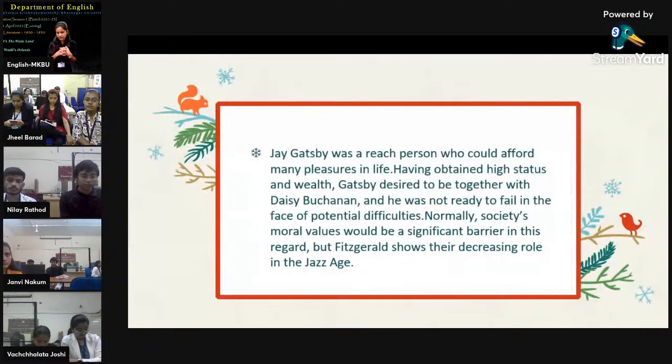Gatsby organized the lavish party because he met Daisy and he loves Daisy, and that's why he organized the lavish party. At that party he used jazz music, and that is how we connect it to the Jazz Age. This is my reference.